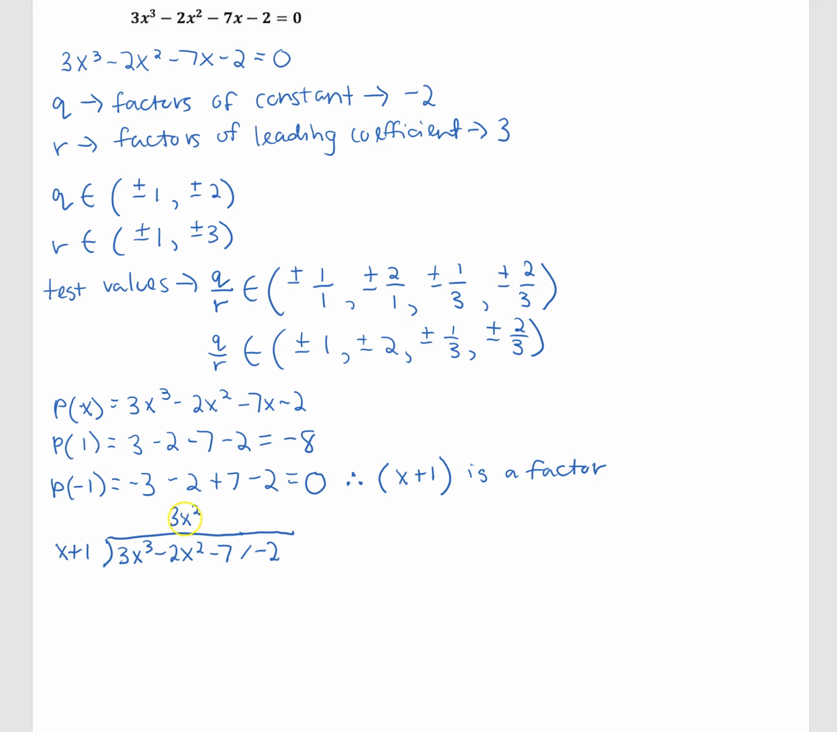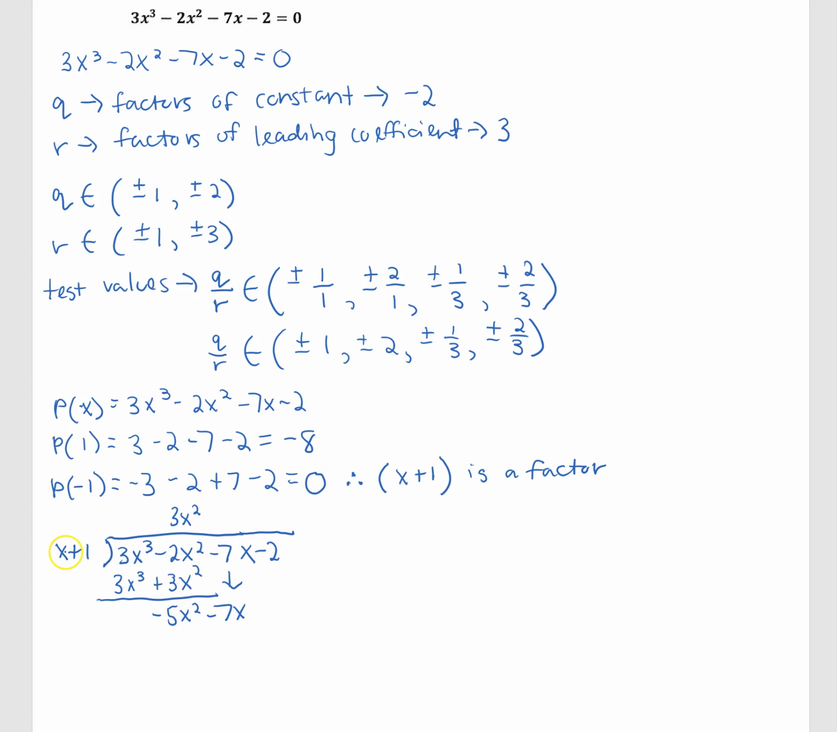So now we multiply this in. 3x squared times x is 3x cubed. 3x squared times 1 is going to be 3x squared. And now we subtract those out, so that's going to cancel. -2x squared minus 3x squared is -5x squared. We pull down, sorry, that should be an x. We pull down -7x and do the same thing.